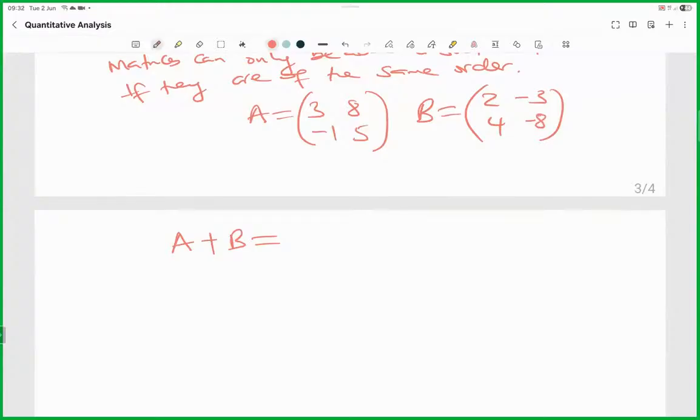So same position. We have here 3 plus 2, that gives me 5. Same position. How about this 8 plus minus 3? Is there anybody who can give me this figure? 8 plus minus 3? 5, right? So I'm being told it's 5 as well.